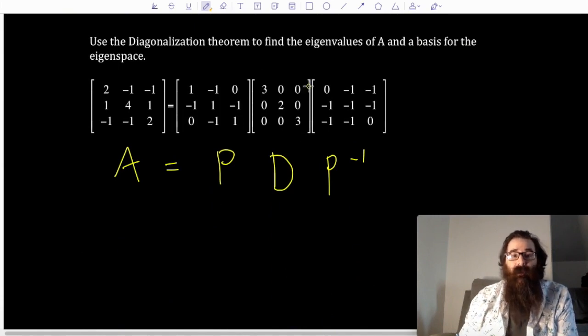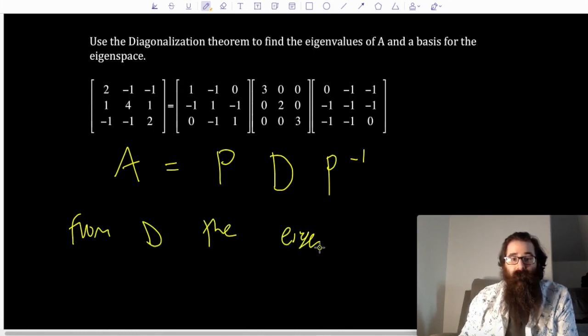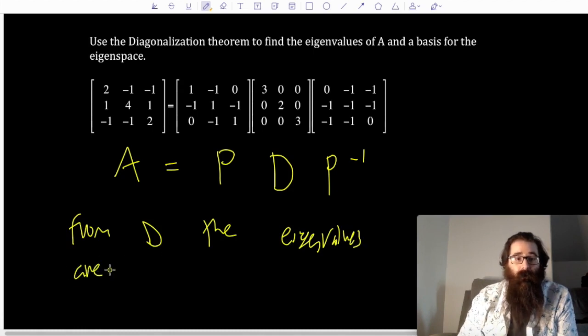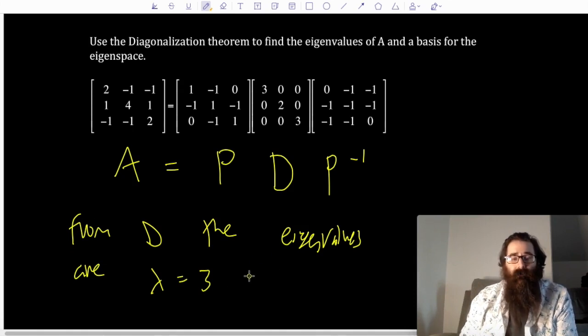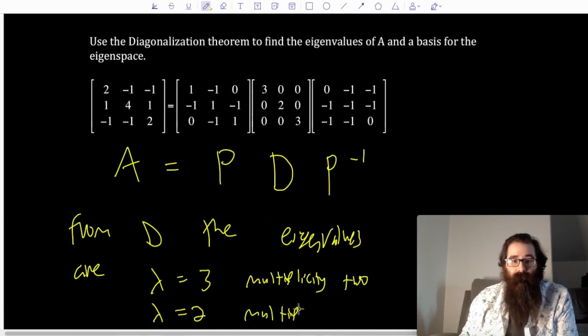But if I go to this diagonal matrix D, the diagonal entries should be my eigenvalues. My eigenvalues are 3, 2, and 3. So that's worth mentioning. I can say from matrix D, the eigenvalues are lambda equals 3, and this actually happens twice. So we'll say lambda equals 3, multiplicity 2, and lambda equals 2, and this is multiplicity 1. Just happens once over.